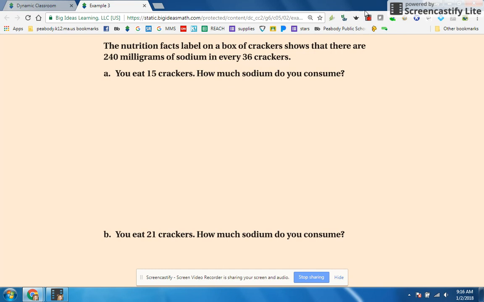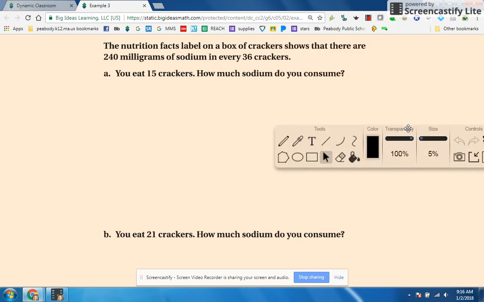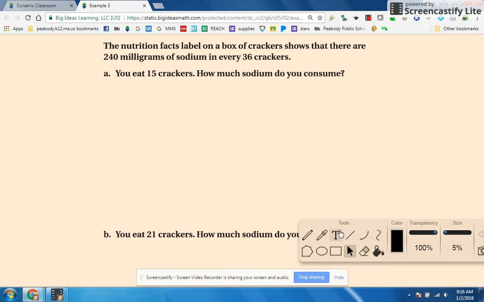So here's an example where you need what I call the middleman. So let me show you what type of situation you would know that you need to do this. Okay, it says the nutrition facts label on a box of crackers shows that there are 240 milligrams of sodium in every 36 crackers. If you eat 15 crackers, how much sodium do you consume? So I'm going to start by doing the 4 squares. Now this one's a little bit trickier, so make sure you're watching with me with this one.